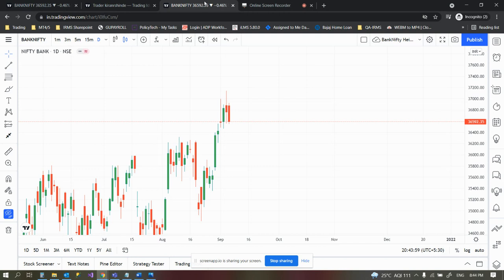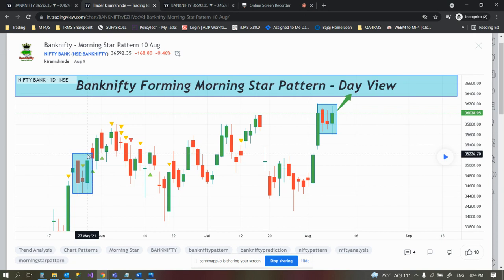Now let us move back to our intraday level analysis. We will see the day view analysis first, then we will go to the 15 minute time frame. But before that, I want to show you what I shared in one of my posts on 10th August, that we can see this morning star pattern. So what is this morning star pattern?